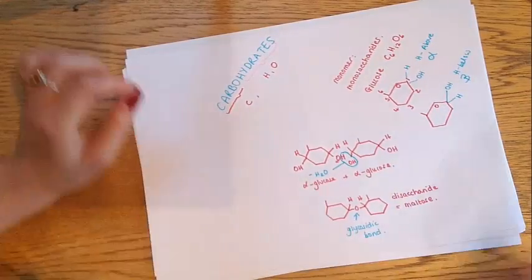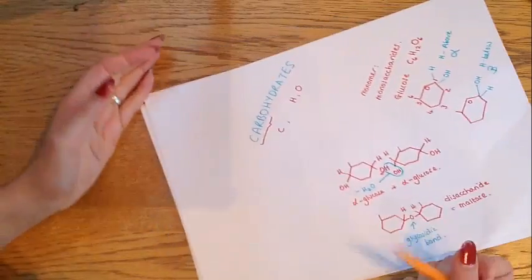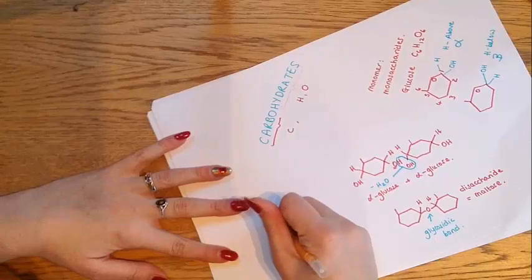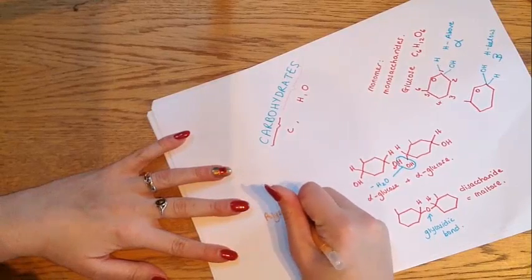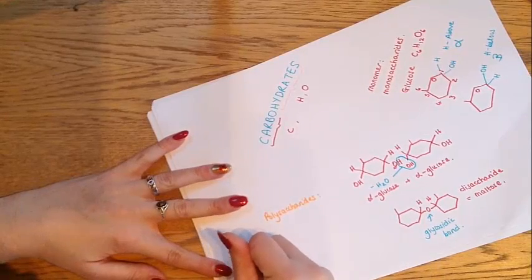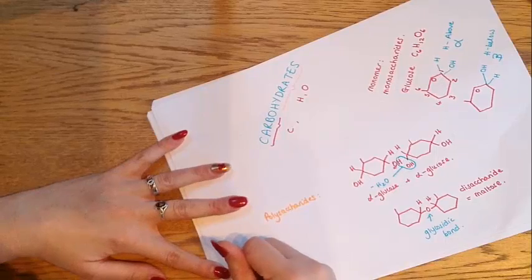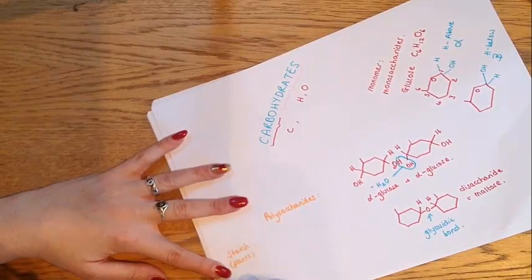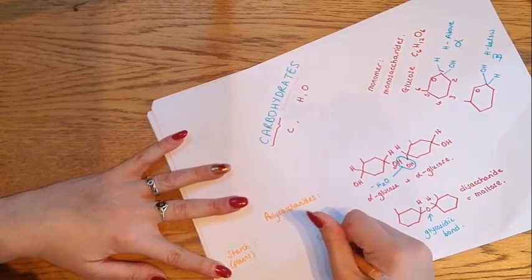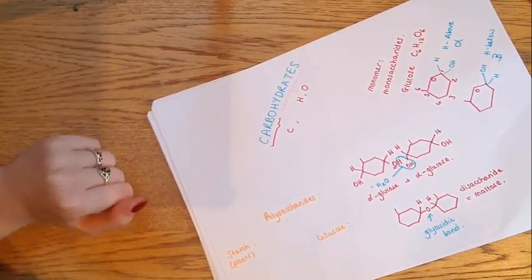There are some polysaccharides, so polymers, that you need to learn about. There are three that you need to know about. We've got starch and glycogen, which are both used for energy storage: starch in plants and glycogen in animals, where it's found in the liver. And then we've got cellulose, which is a structural carbohydrate found in plant cell walls.